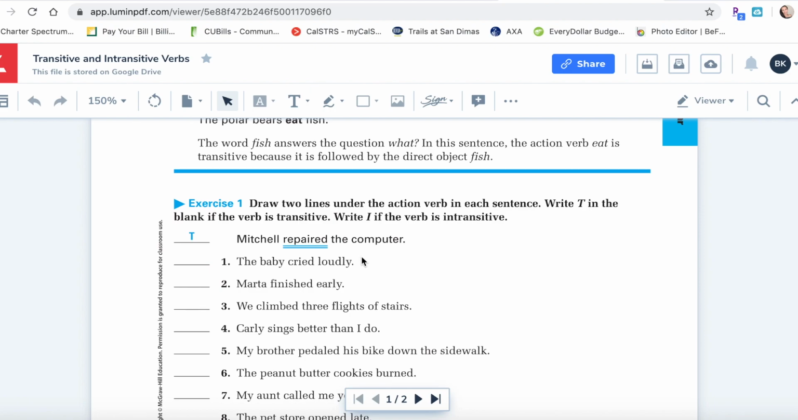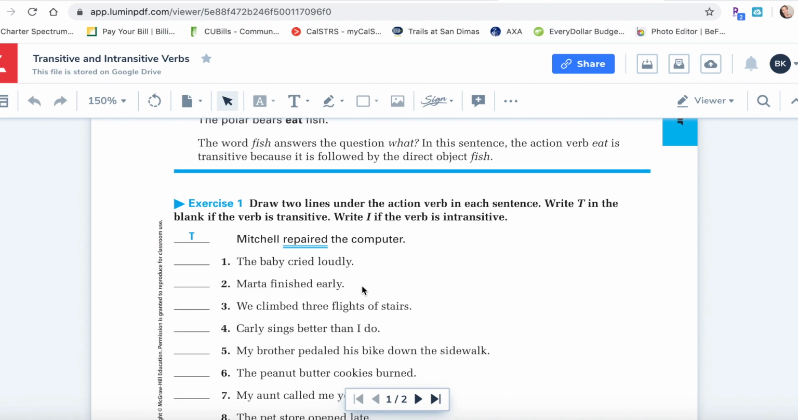Now after you're done, on the count of 3, I want you to say or say it in your head what you think it is, if it's transitive or intransitive. 1, 2, 3. Intransitive, right? It's intransitive because loudly is describing how the baby cried, okay? Hopefully you got that correct. If you didn't get it correct, it's okay. We're going to do another one.